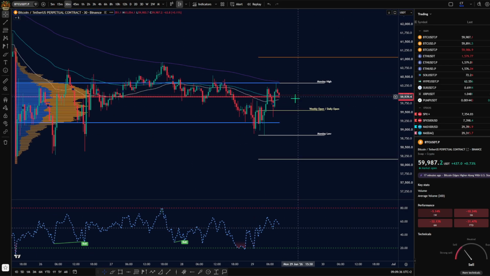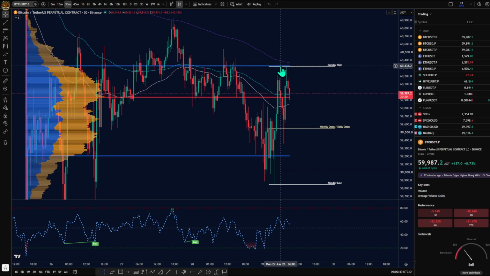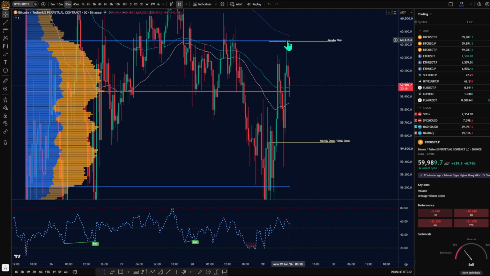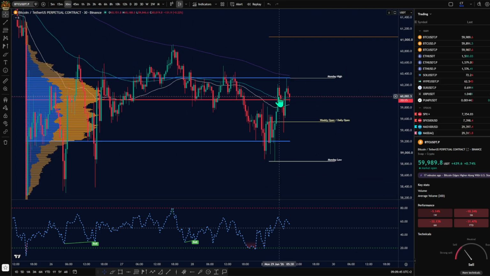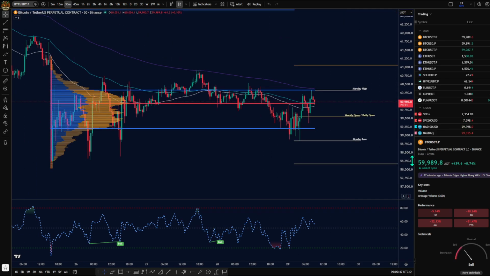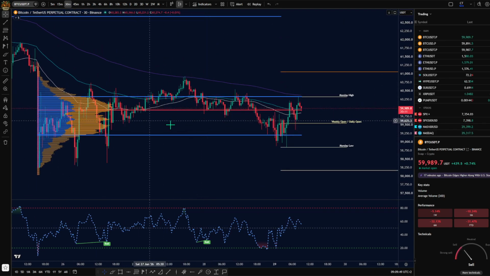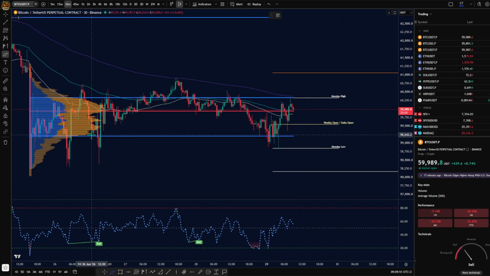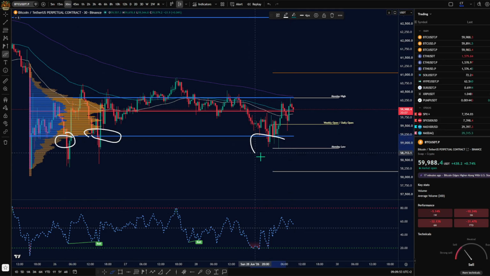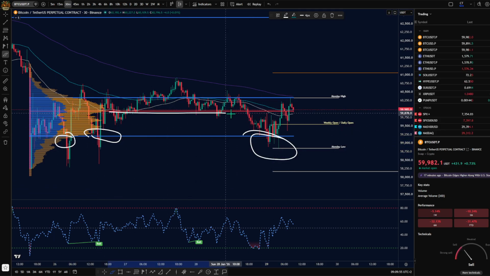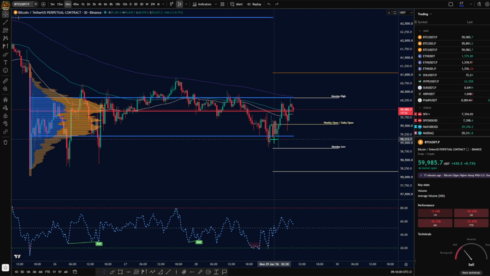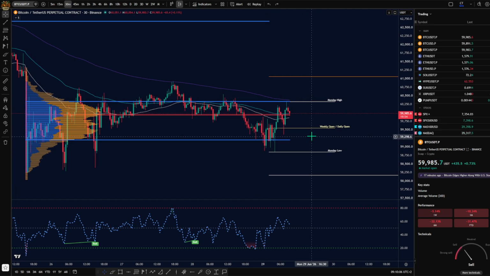Right now we have been bouncing from the value area low of this range. We did hit, I believe, we almost did hit the value area high of the range, and right now we are trading around the POC of the smaller range. You can see right here the value area low has not been respected that great. Same thing for the POC, but the value area high has been respected quite a bit. So this could be the potential rejection for today.